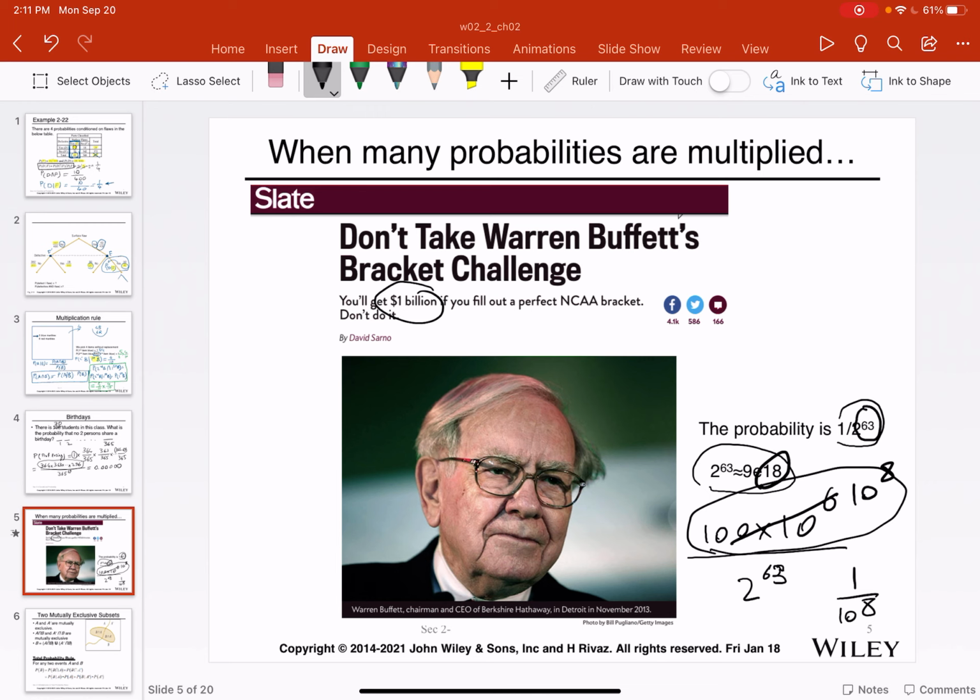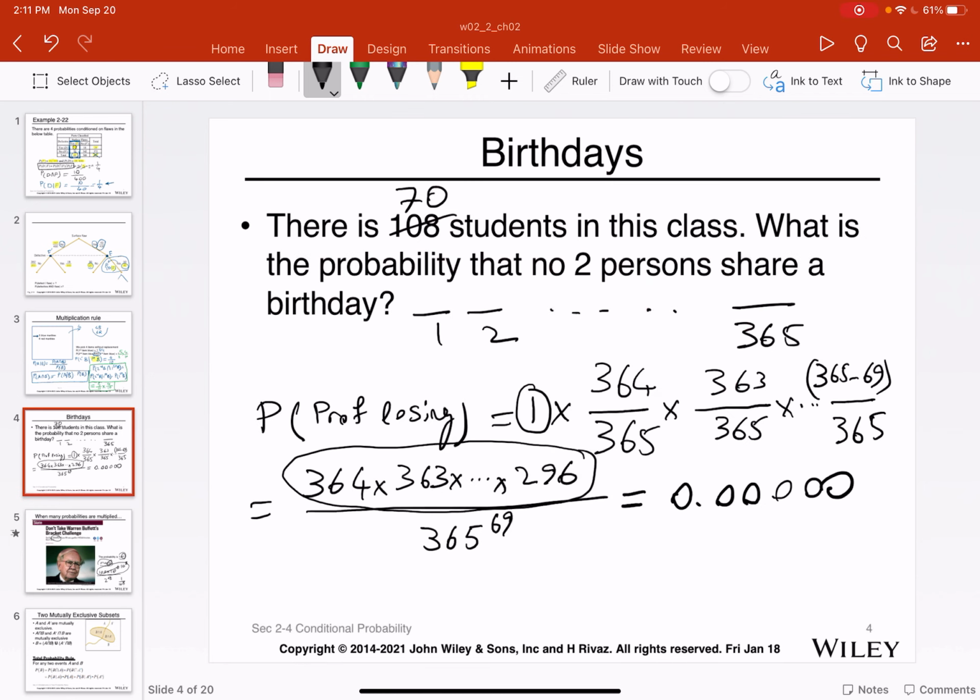Yeah? In the previous example, what we calculated is the probability that two share the same birthday, or that not two share the same. Yeah, so the probability I calculated is the probability of prof losing. That means that no two people share a birthday. So in this class, all birthdays are unique. And it's so small? Yeah, it is very small.